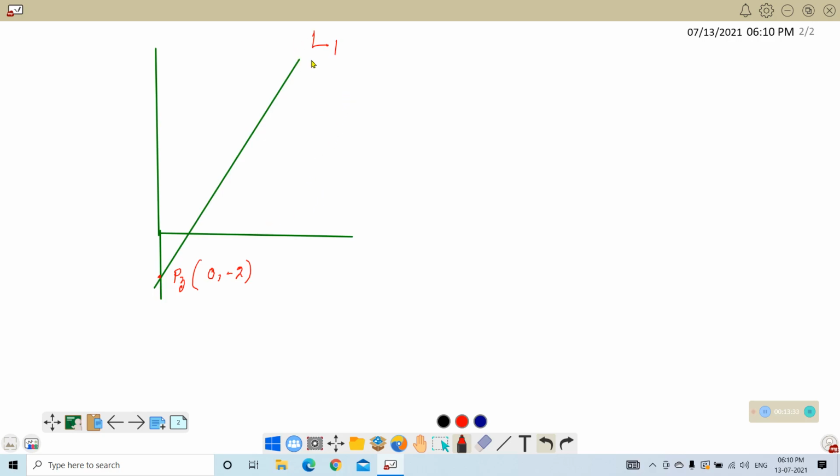And another point, P4, it is 3, comma 6. Okay. There is another line in this coordinate system like this.